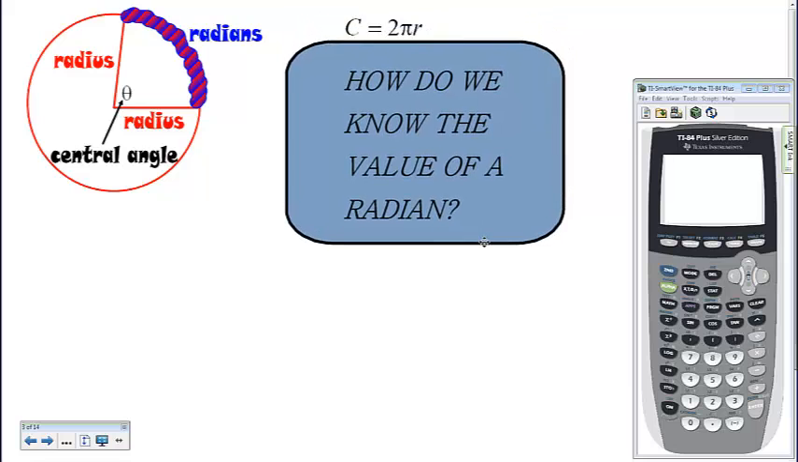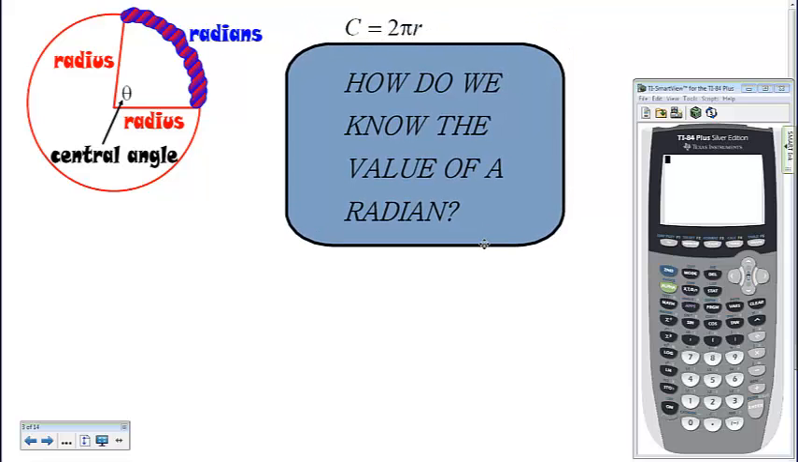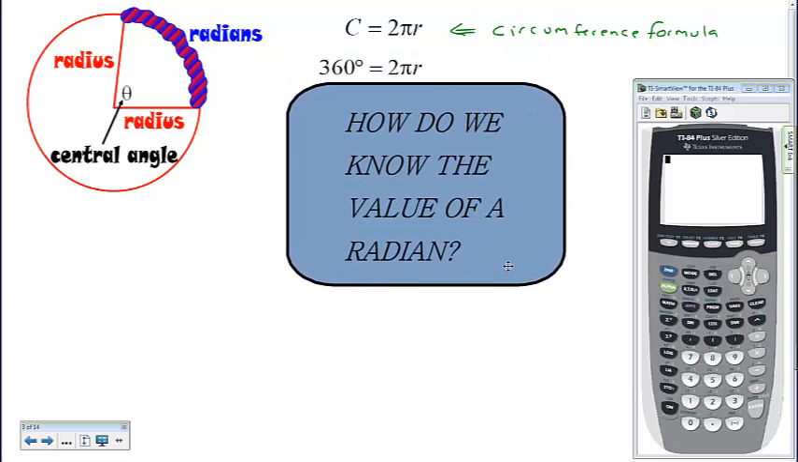Well, what we can do is utilize a formula from geometry, C equals 2 pi r. This is the circumference formula which you may remember from geometry, and this tells us that the length around the circle is equal to 2 pi r. Well, we also know that the length around a circle in degrees is 360 degrees. So we substitute that in for C and call it equal to 2 pi r.